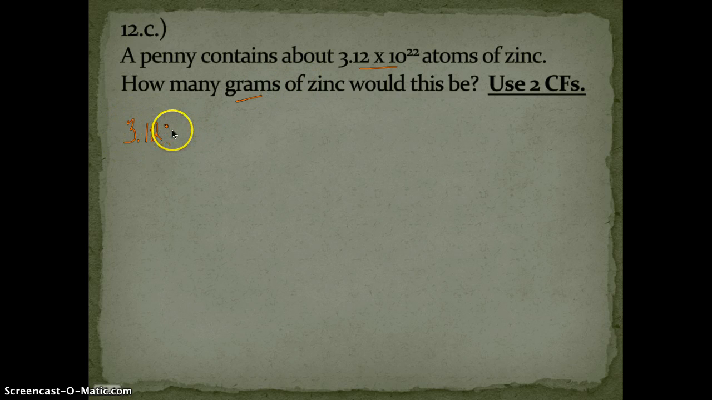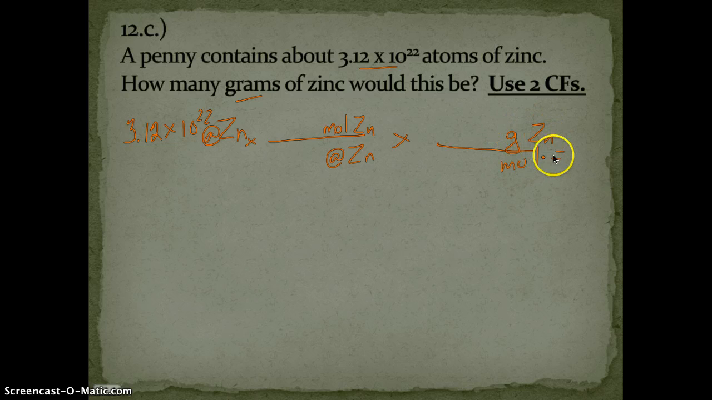I always start out with what I know, times 10 to the 22nd atoms of zinc. And then I have to use 2 conversion factors, so I can go ahead and set them up now. All right. I want to use 2 conversion factors, so as I did in the last problem, I want to go from atoms to moles. Okay. And we're talking about zinc here. And then I want to go from moles to grams of zinc.